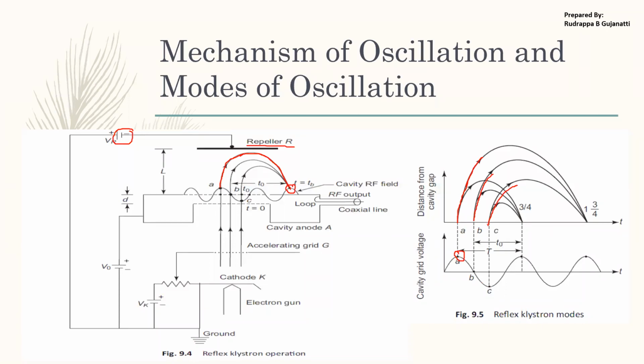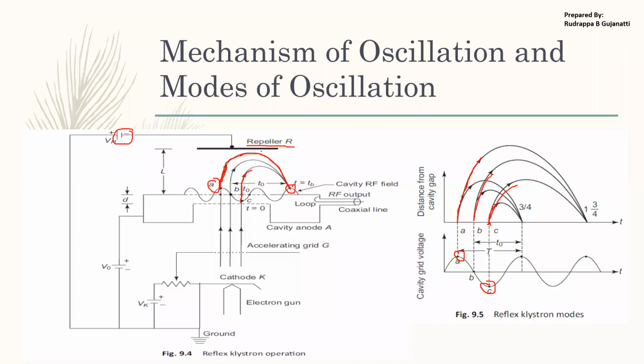Now similarly, what is happening to this one? It is interacting with the negative peak of the field. Due to this, its acceleration is reduced. So it will travel a certain distance in the repeller space, but this distance will be lesser than the distance covered by the electron which is interacting at point A.